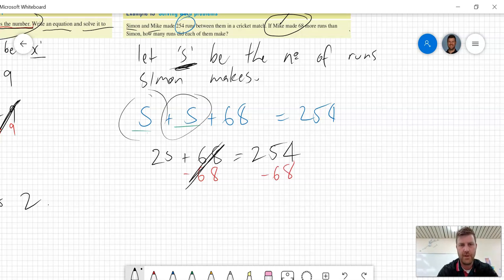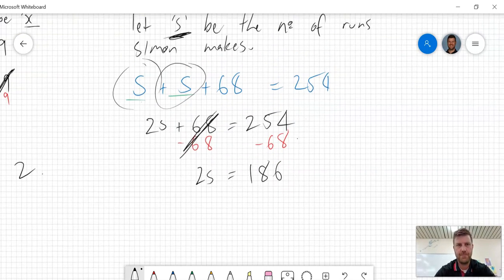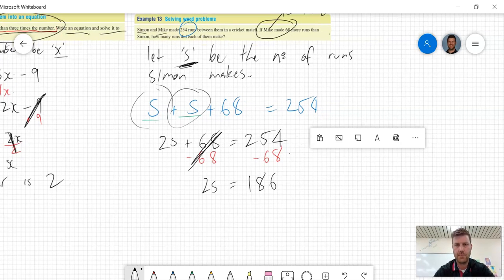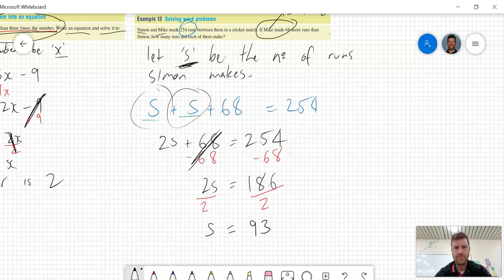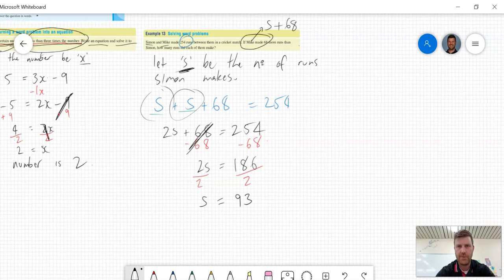I'm then left with, on the left-hand side, 2S equals 254 take 68. It would be nice if I had the answers next to me. That is 186. What I need to do then is remove the 2 from the left-hand side. Remember, that's 2 times by S. So, opposite of times by is to divide. Do that on both sides. Now, S equals 186 divided by 2, which is 93. That's a bit easier. Okay, so S represents the number of runs Simon scored.